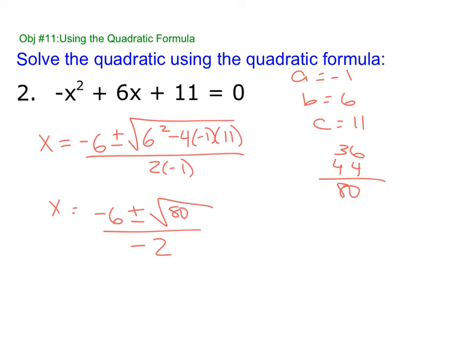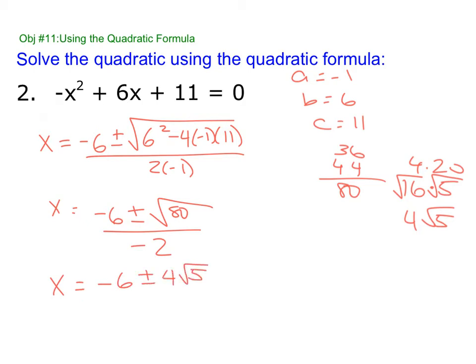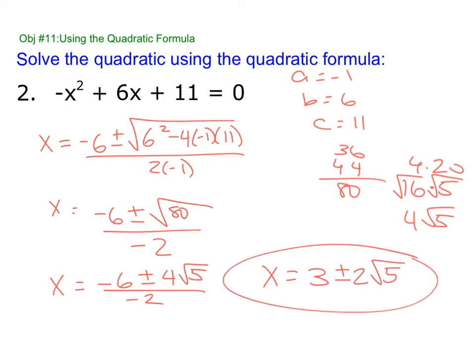Okay, so now 80 can be simplified. 80 is not 4 and 20. It's 16 and 5. So that means it's 4 root 5. So I'm going to write this as negative 6 plus or minus 4 root 5 all over negative 2. So I get 3 plus or minus 2 root 5. So now notice when you divide the 4 by the negative 2, it doesn't do anything because it's plus minus anyways. That would just make it minus plus. So that doesn't really matter. However, notice negative 6 divided by negative 2 is a positive 3.